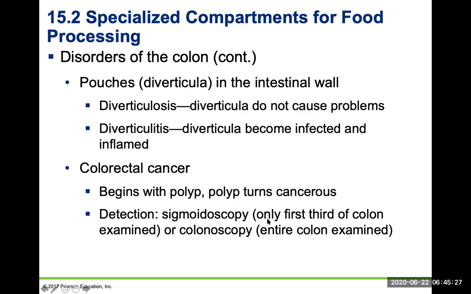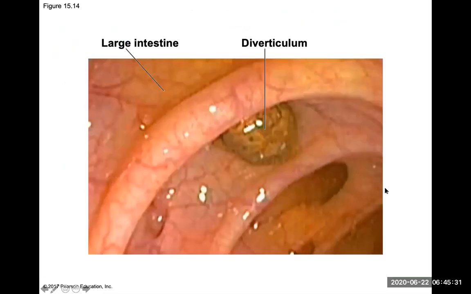So colonoscopies are incredibly important to go through when you get into your 50s, I think you start. You should go every 5 years or even less than that. So here's the large intestine and a diverticulum. And again, if it gets inflamed, it would cause diverticulitis.